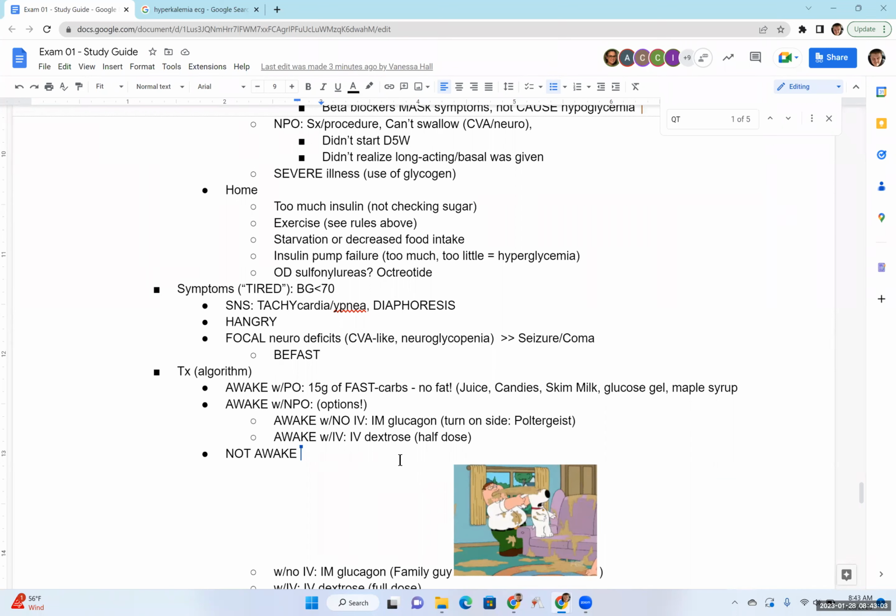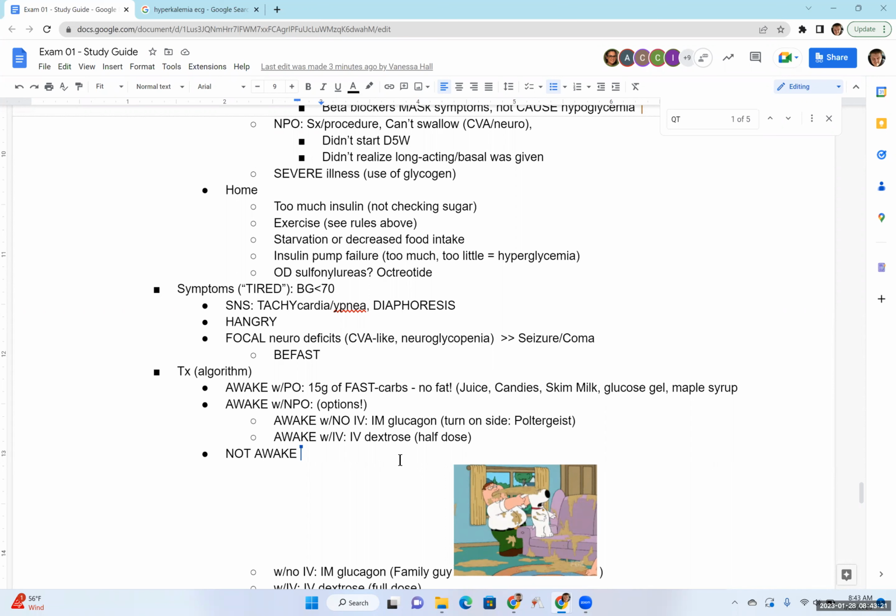So yeah, you can get IM. So the next branch of the flow chart is IV, yes or no, right? If he has an IV, what can I do? I give D50, right? And usually most protocols are half an amp. And then the other option is what? They have no IV. Give IM what?